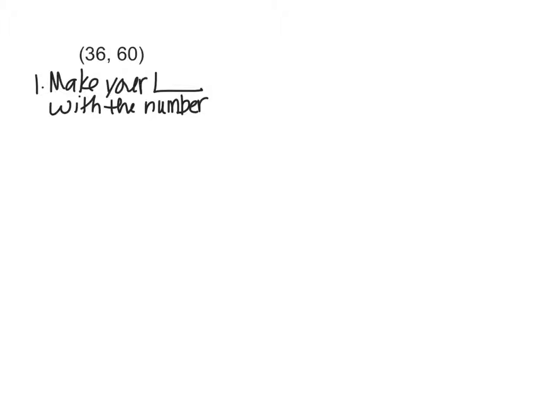This is the last example, and I'll give you some steps as we go along. Step 1 is make your L with the numbers. And this works for two numbers, three numbers, four numbers, five numbers, however many numbers you have that you want to find a GCF of. So we're going to put our two numbers in there, 36 and 60.